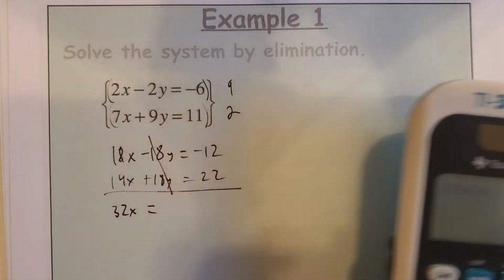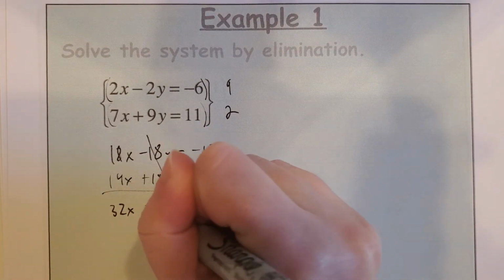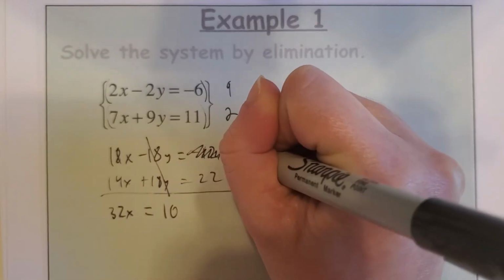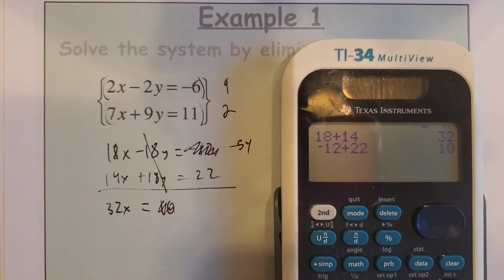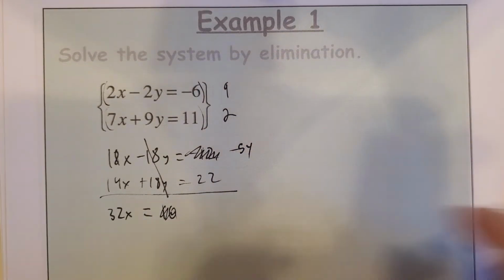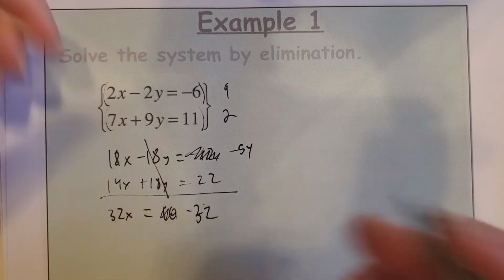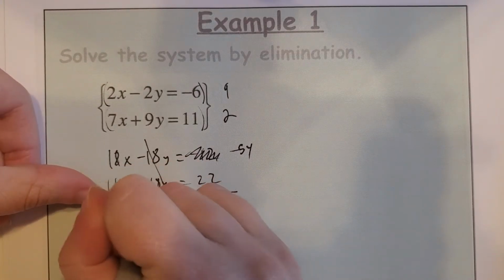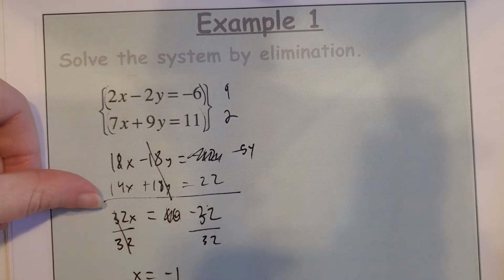What's negative 12? I messed up. This is not supposed to be negative 12. Negative 6 times 9 is negative 54. Whoopsies. So this should be negative 54 plus 22. There we go, that makes more sense. Negative 32. So now that we have one equation in one variable, we could easily solve this for x. When we divide both sides by 32, that gets us a lot nicer of a number. x is negative 1.